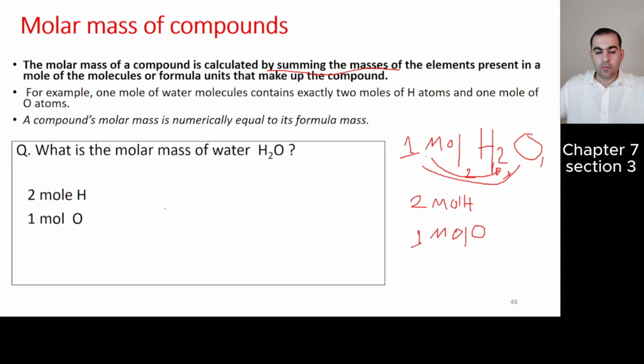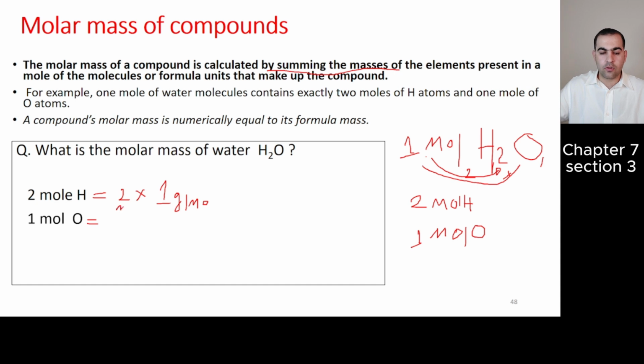So for 2 mole of hydrogen, we have 2 mole, 2 times what? Molar mass of 1 mole of hydrogen. Molar mass of hydrogen is 1 gram per mole, isn't it? 2 what?